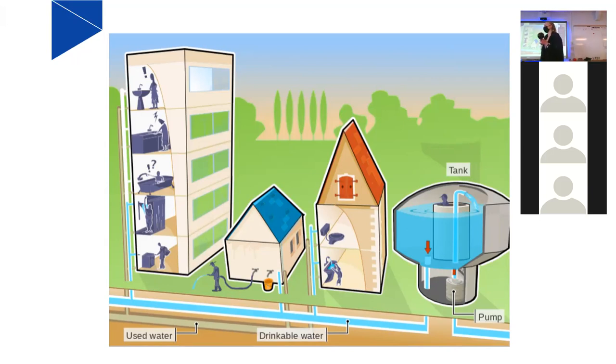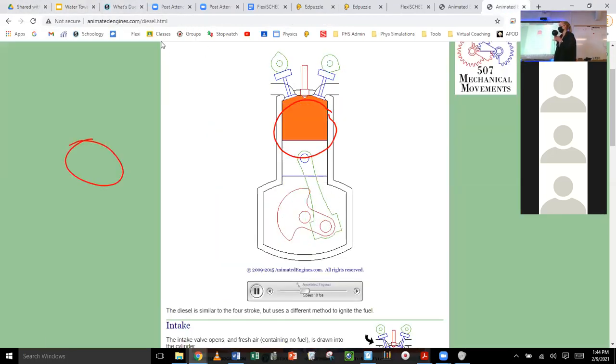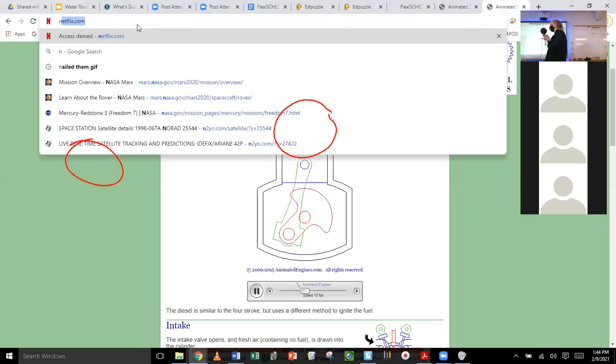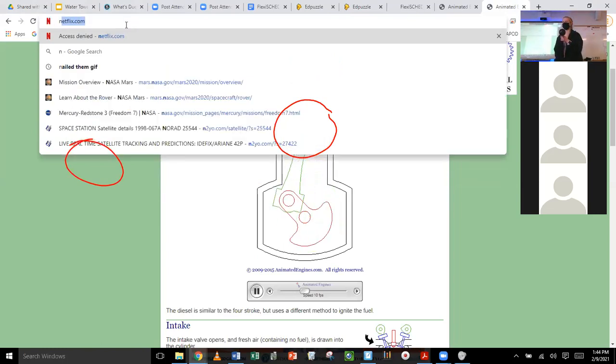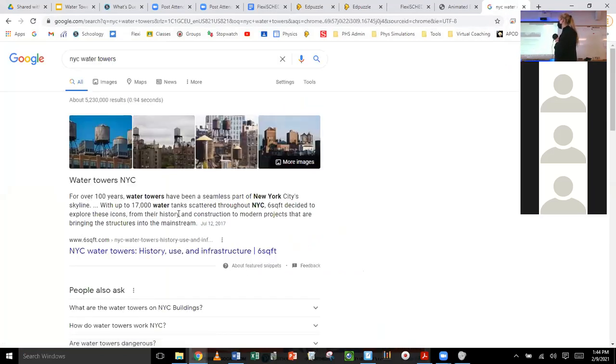So, do they use water towers in big cities like Chicago, New York? That's a great question. Do you know the answer to that? No clue. So Chase asked if they use water towers in bigger cities like Chicago or New York. You didn't know, right? I have no clue. That's okay. And you bring up a really great question.